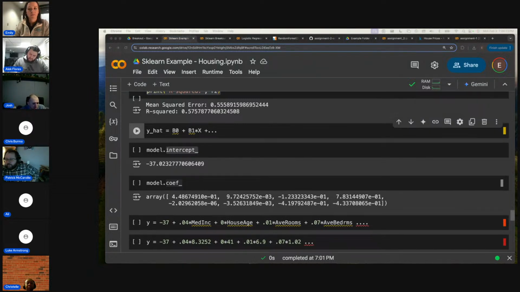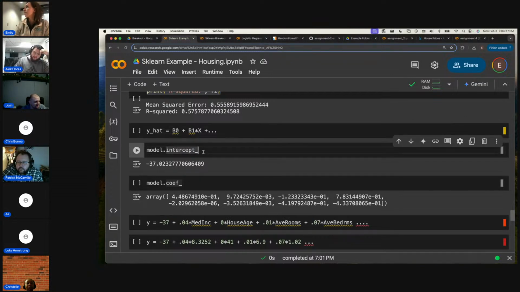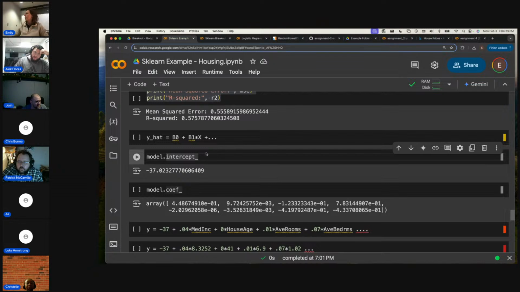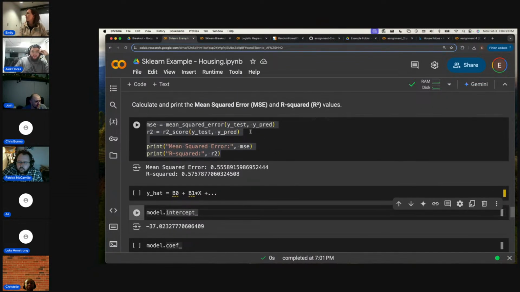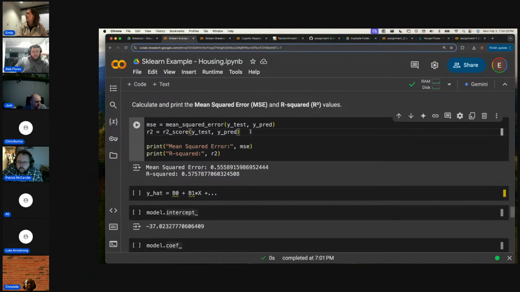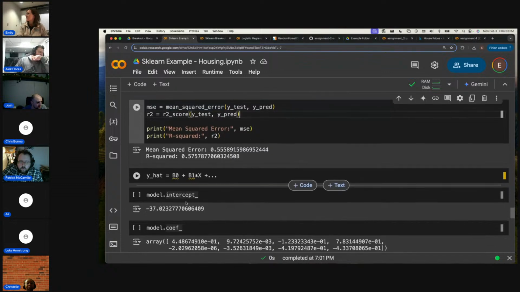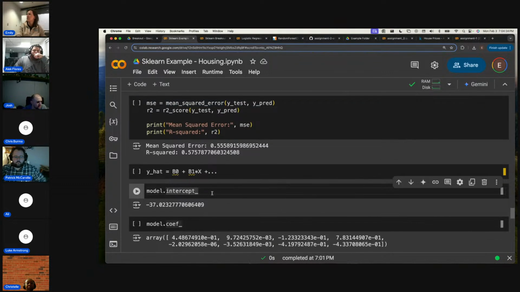The sum of the squared errors? That is a good question. I don't have the sum of the squared error here. We could do that, but I'd have to look up what that package is. The intercept is not the sum of the squared errors.